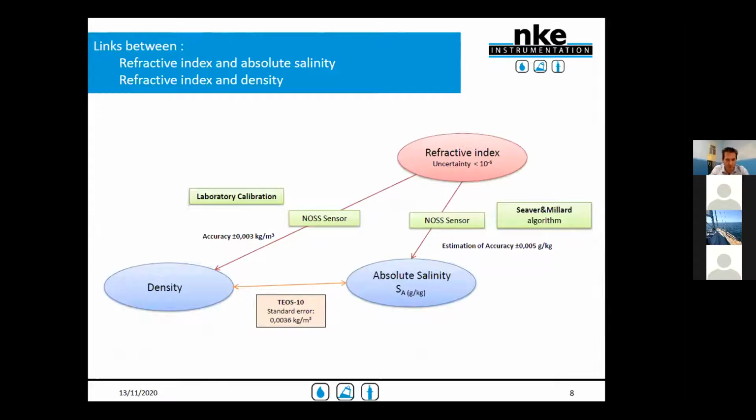Now I will show you an overview of the link between refractive index and absolute salinity, and refractive index and density. The link between the density and refractive index for the NOSE sensor is operated by laboratory calibration. And if we want to compare the NOSE sensors with existing sensors, we determine absolute salinity, and we have a relation between refractive index and absolute salinity identified by the Stephen-Miller algorithm.